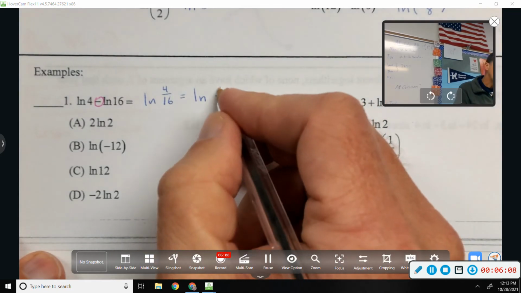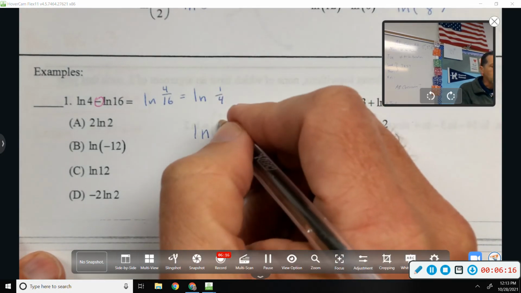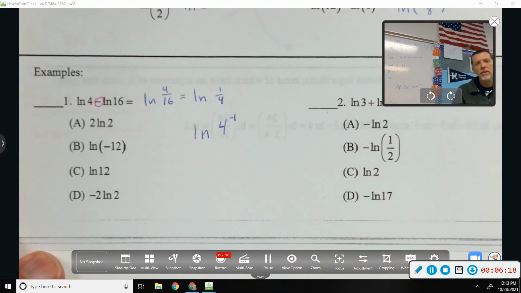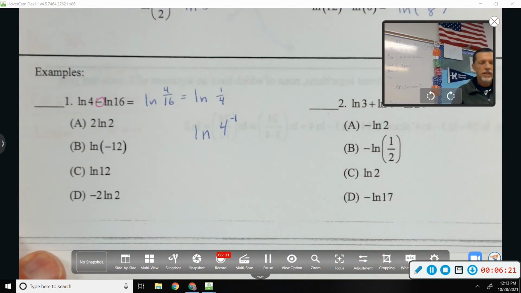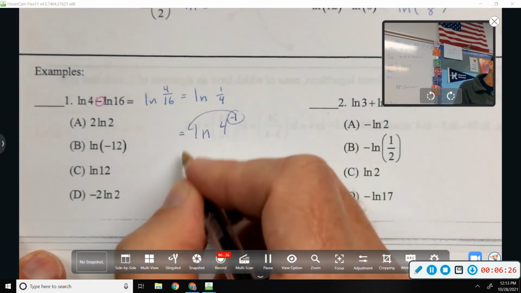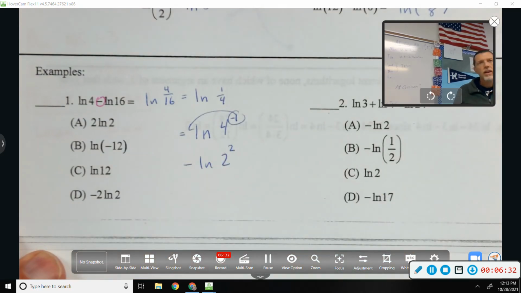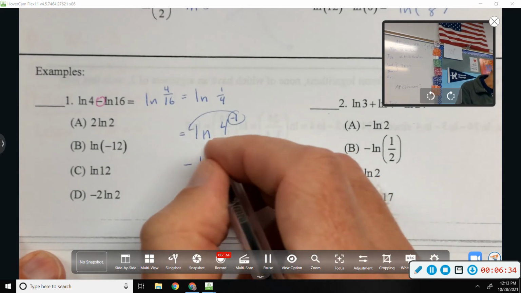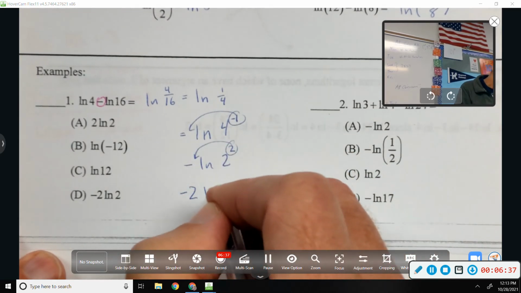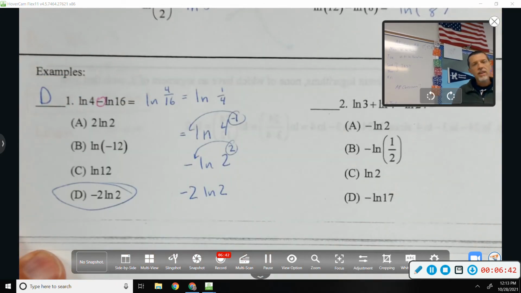How could I write 1/4 as something with a power? You skipped a step on me, but that's correct. I'm going to write it as 4 to the negative 1, but that's not an option either. But I could take that negative out front and rewrite 4 as 2 squared. Now I can take the 2 out front, negative 2 natural log 2. That's answer choice D. So that had a lot of things going on in it.